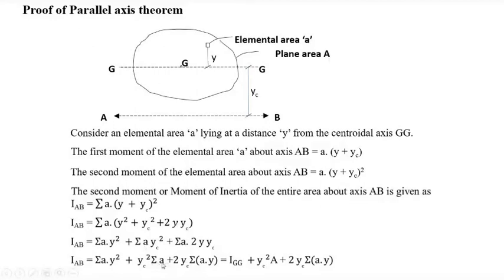But the sigma A, what do you mean by sigma A? Capital A. So that becomes A into capital YC square. But what about this remaining thing? So this becomes IGG plus A into YC square. All we need is these two terms only. But what is this extra thing? Let us see what actually that is.